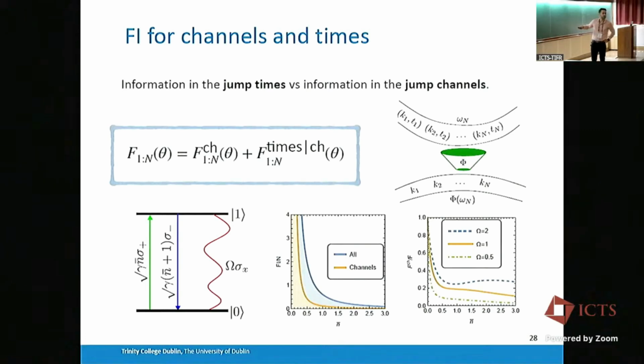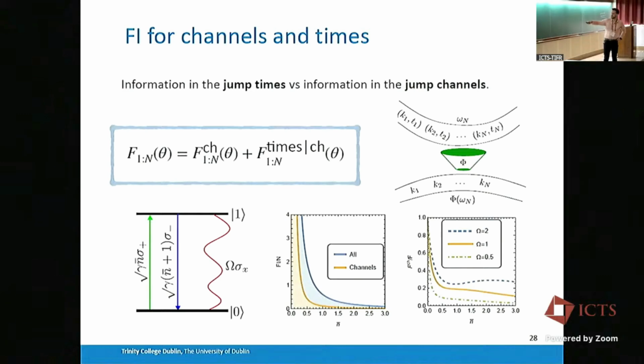So we're trying to estimate the temperature encoded in these thermal populations here. And you can see how the orange curve is the information in the channel only, whereas the blue curve is the full information. And here on the right, you can see the proportion of the channel Fisher information versus the overall Fisher information.